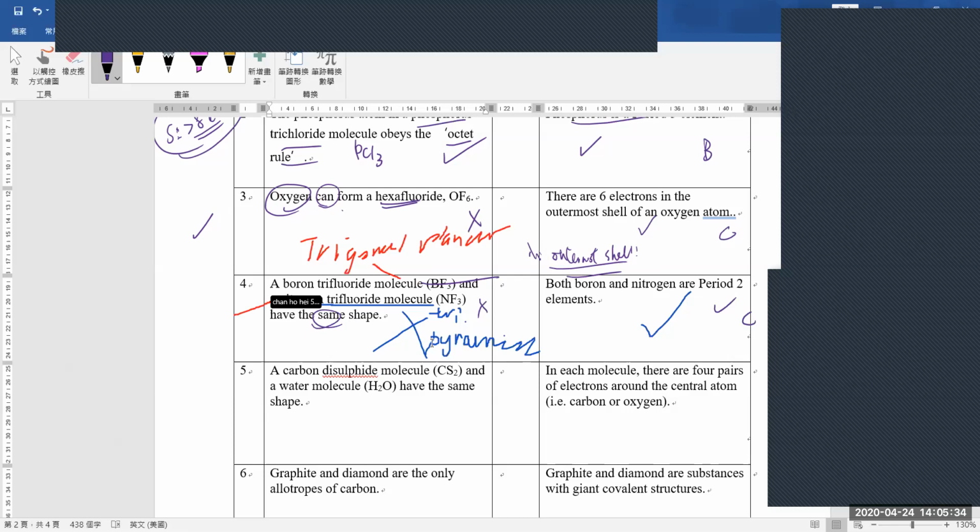For Jinpan, the spelling is wrong. Please double check the shape. Trigonal planar, P-L-A-N-A-R, not planner. And the second one, NF3, is trigonal pyramidal.